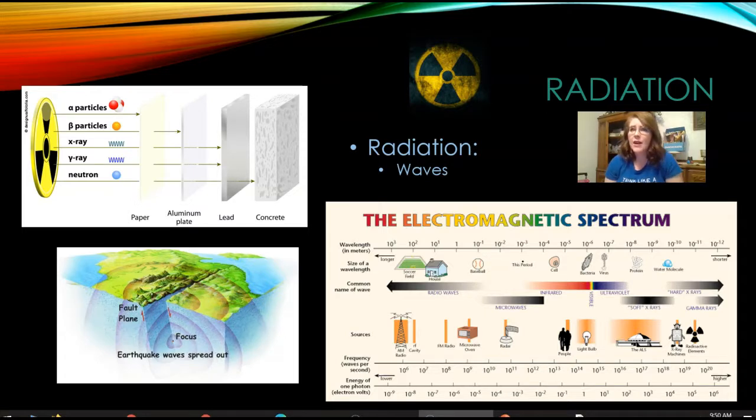And I would like you to write down some notes for this because you're going to be taking a picture and putting it into your Google Doc assignment. So for radiation, what I would like you to write down as the definition is wave energy. Wave energy. So anytime that energy is moving as a wave, we call it radiation.